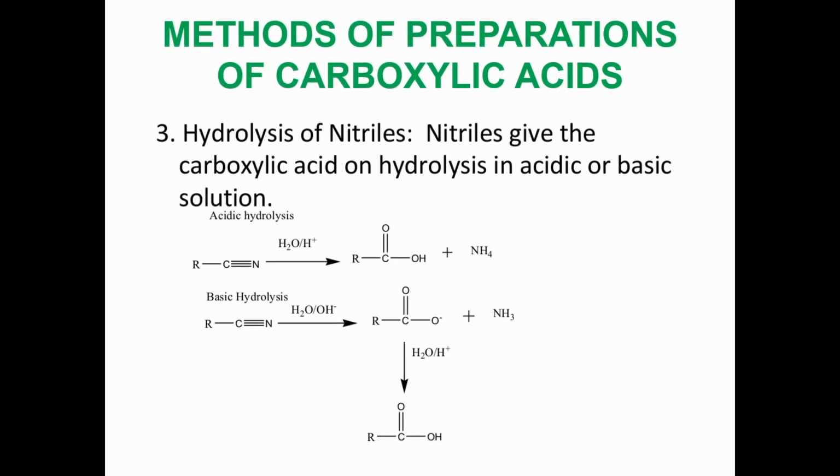Hydrolysis of nitrile. Whenever nitriles are hydrolyzed, whether acidic or basic hydrolysis, the end product is carboxylic acid. If it's acidic hydrolysis, you form your carboxylic acid. But if it's basic hydrolysis, you're going to form an intermediate which will finally be hydrolyzed again using acid hydrolysis to form your carboxylic acid. So hydrolysis of nitrile will always form carboxylic acid.